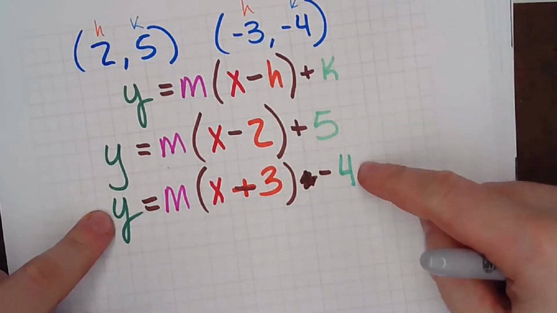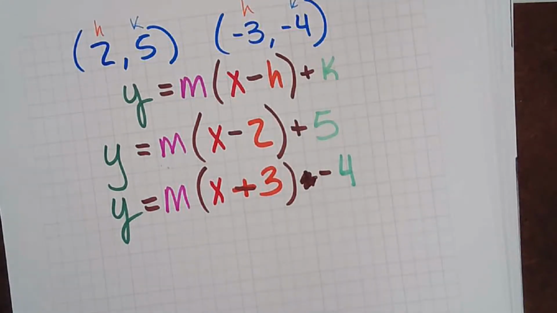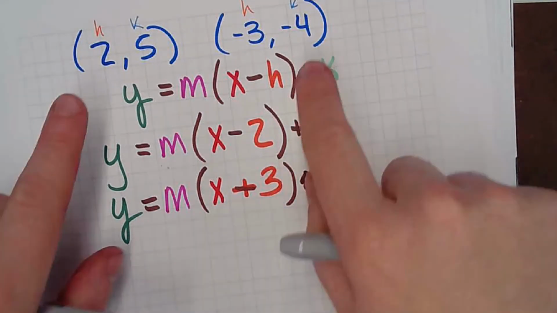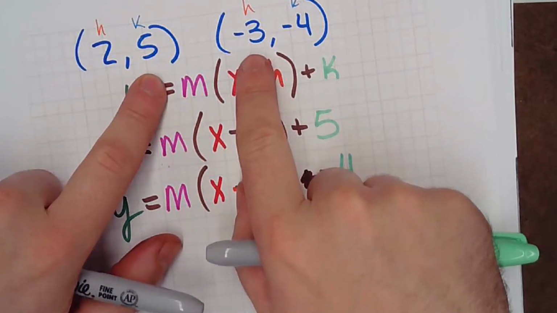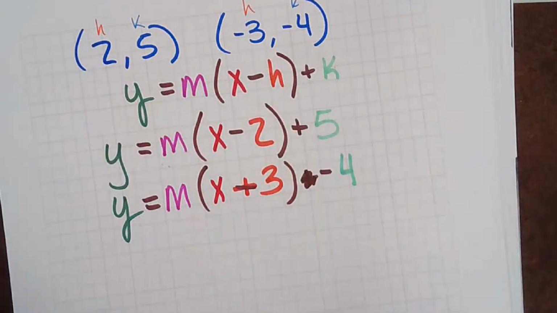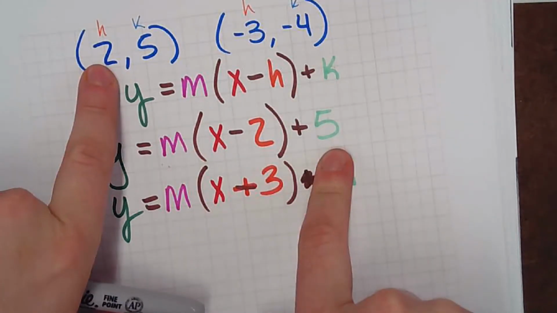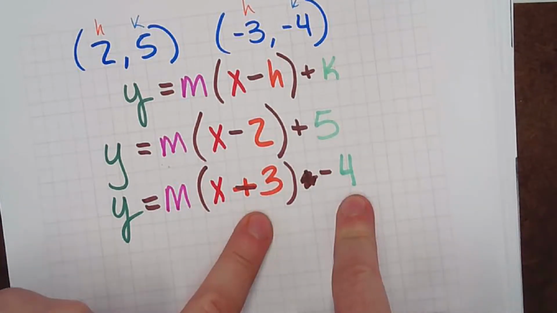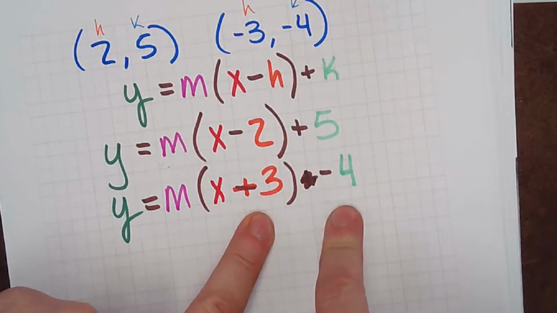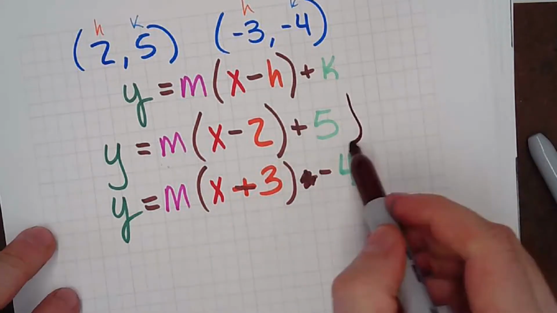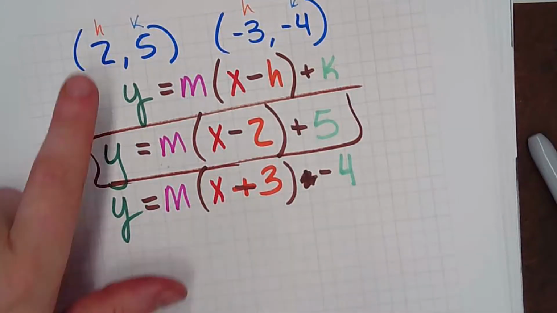So both of these equations represent the same line. Both of these lines are supposed to go through 2, 5, and -3, -4, and they do. One says explicitly that it goes through 2, 5, and the other says it goes through explicitly -3, -4. Either will work. I'm going to focus on this guy right here from now on because, again, I like those numbers better.